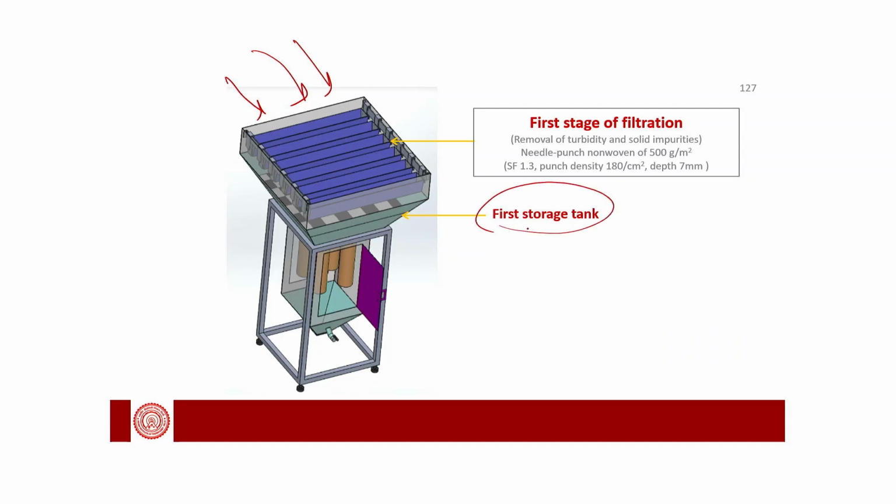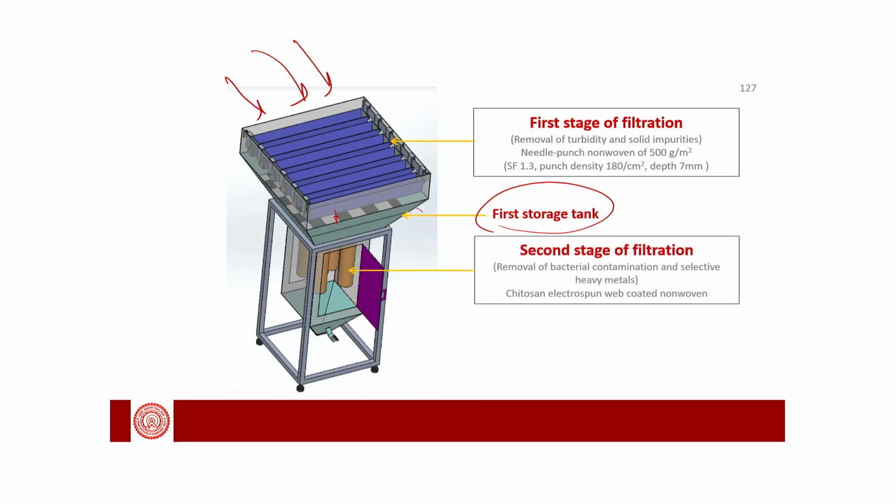Storage. Whatever water is filtered comes out and is stored here. After the first stage, after wicking, the water will be stored here, and then there is a second stage cartridge which we have developed. This cartridge was placed at the second stage. Here we are trying to remove the bacterial contamination, and we can also control selective heavy metals.